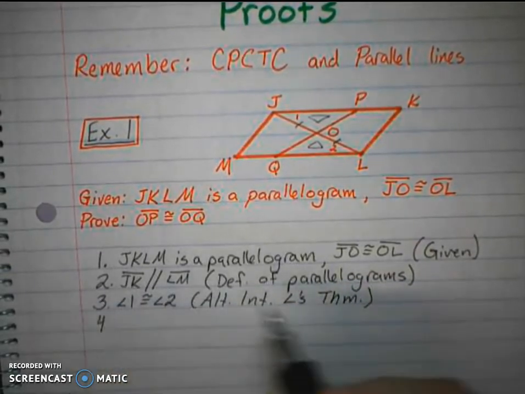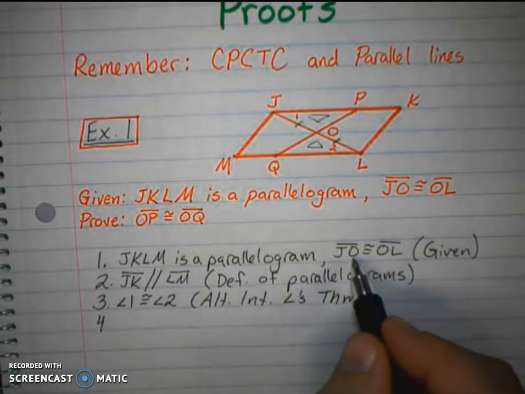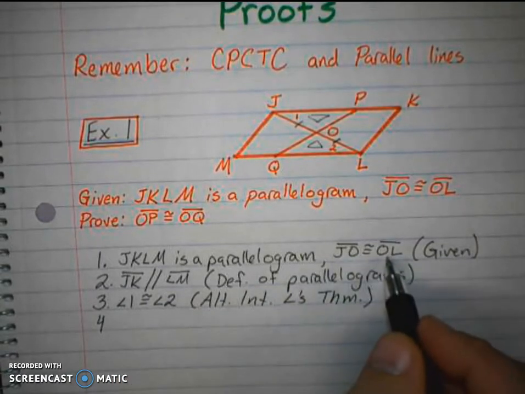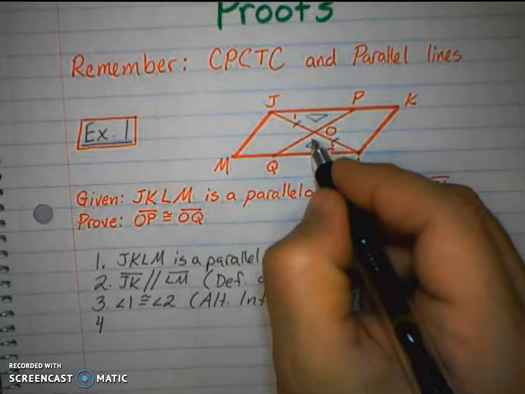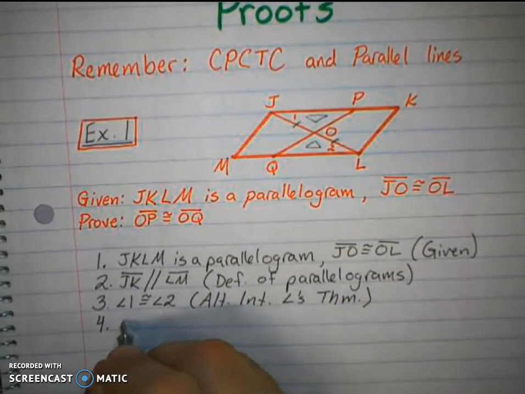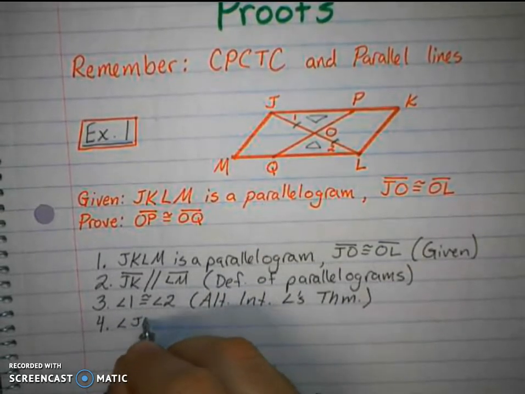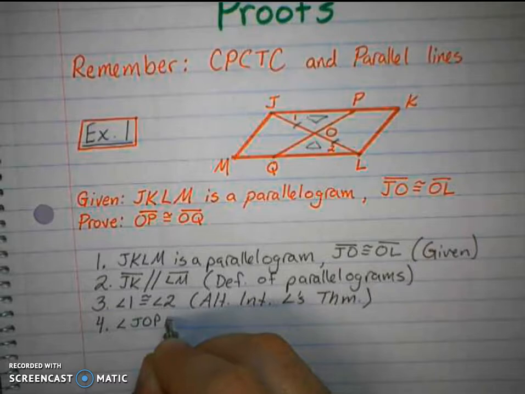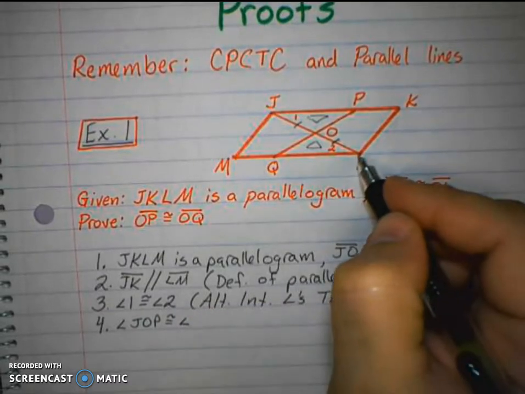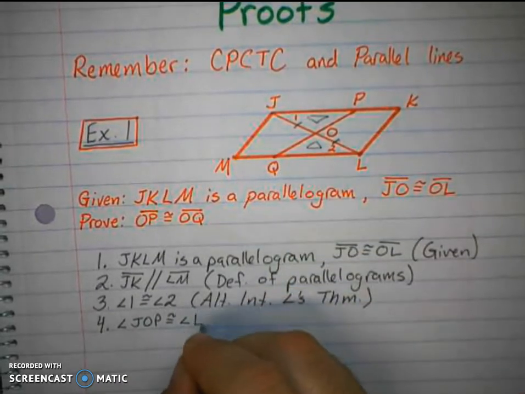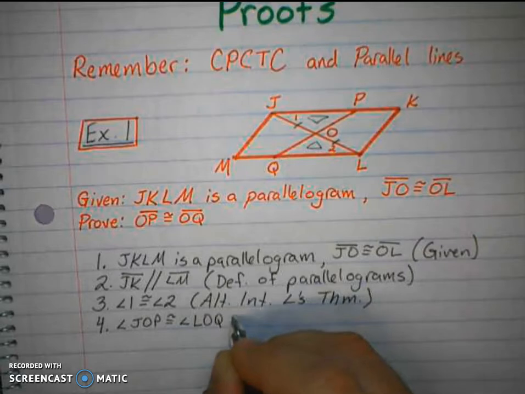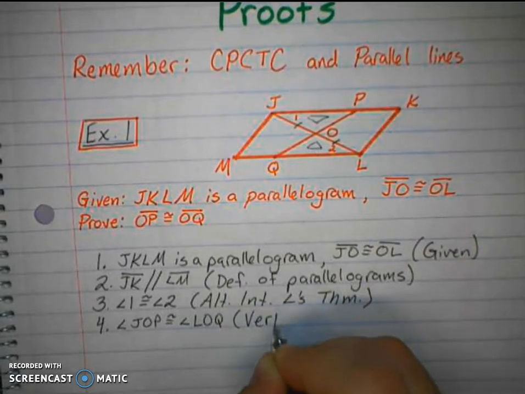Okay, so there's another pair of angles. We have a pair of congruent sides in the givens already. And then we have vertical angles here. So we can say angle JOP is congruent to angle LOQ by the vertical angles theorem.